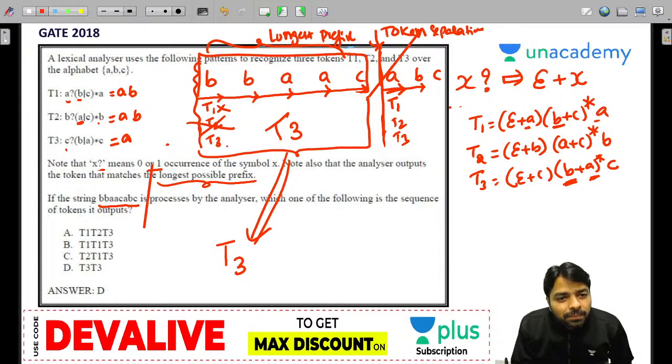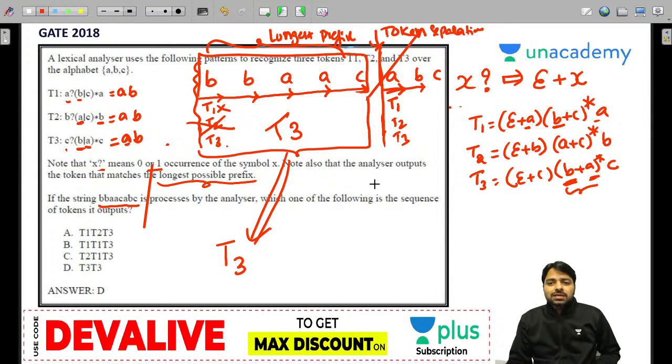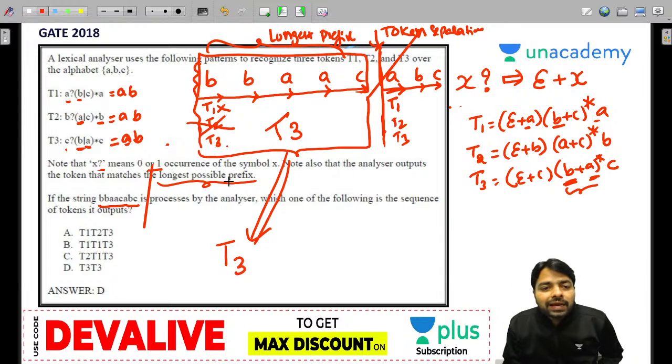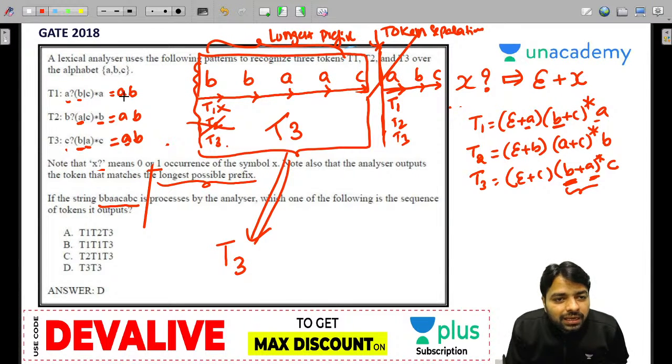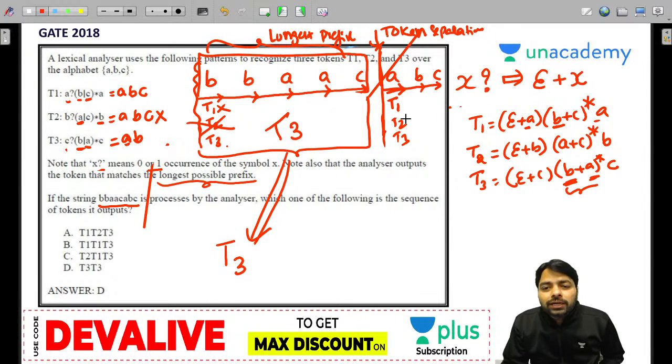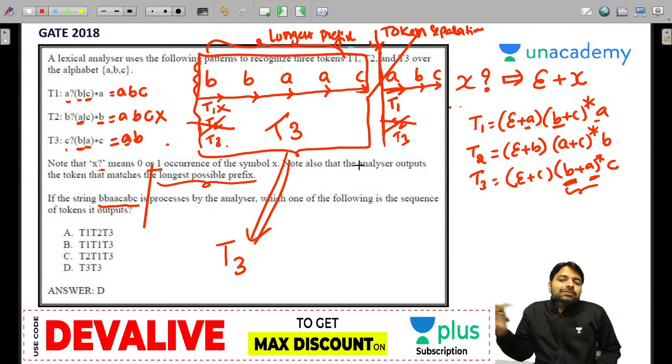A is here, but B is at last. And A is there and B is here itself. You can repeat that. Yes. And when I take the C, A, B, C is there. C is there. And A, B, C is not there. So T2 is cancelled. T2 cannot match with the longest one.